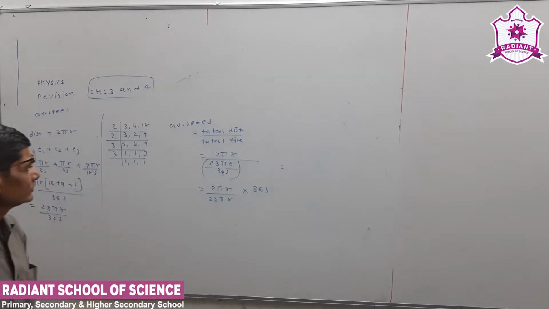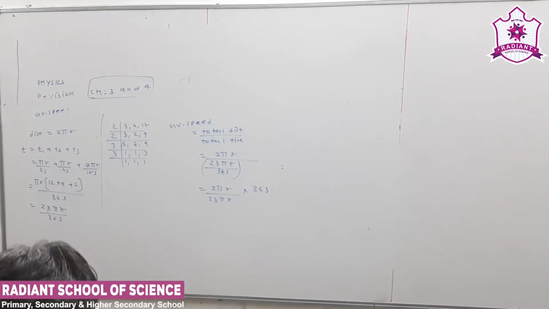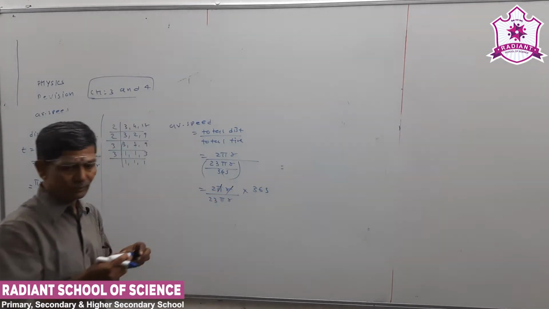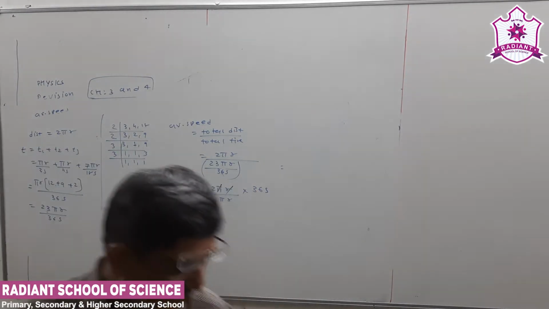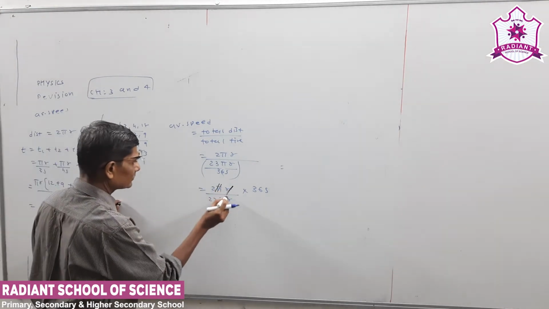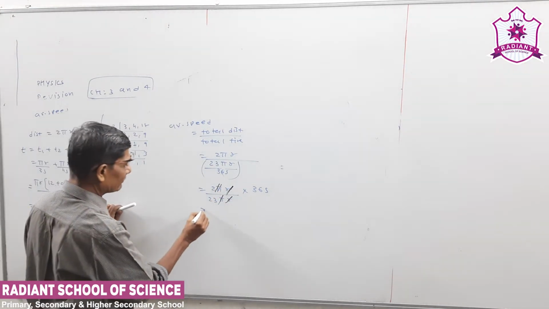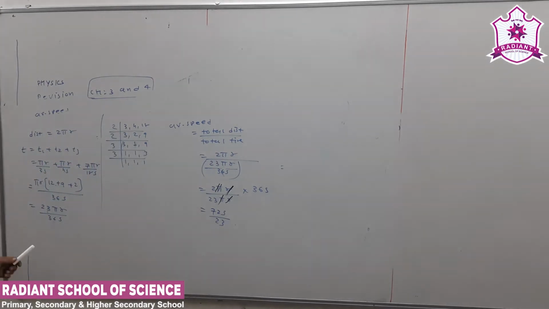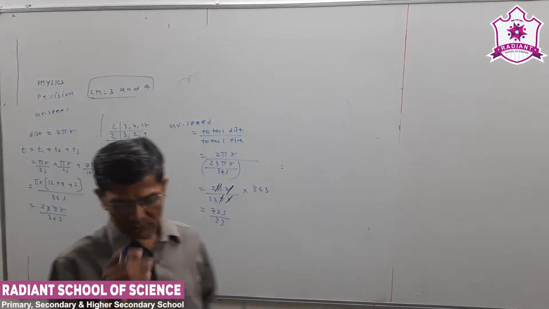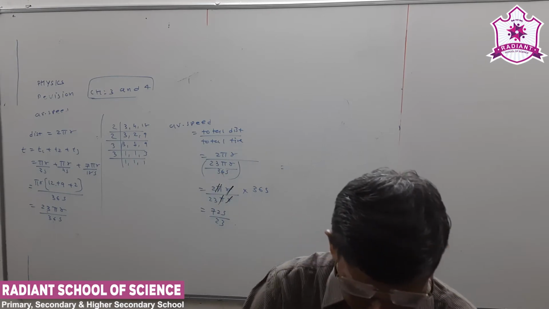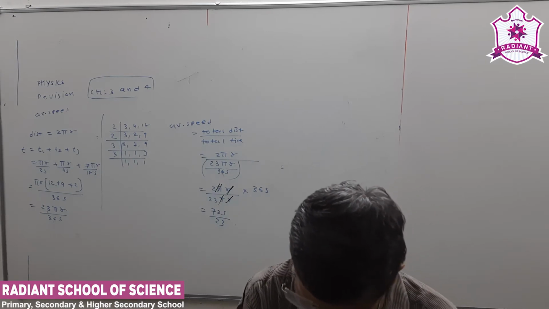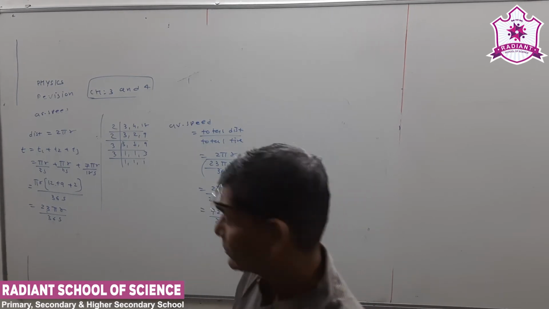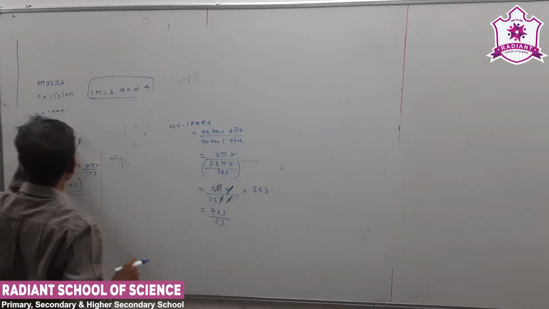Now see, pi and r will get cancelled. So it is 72s upon 23. What I want to simply show is that the average speed is total distance upon total time, which we have calculated here. Now see the next question.